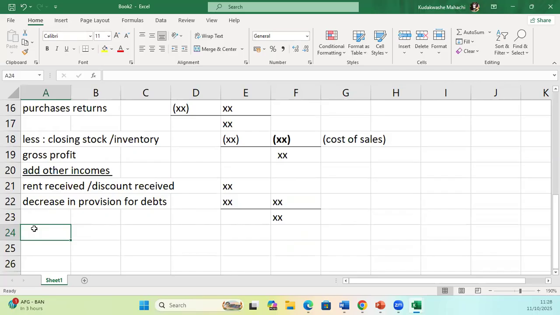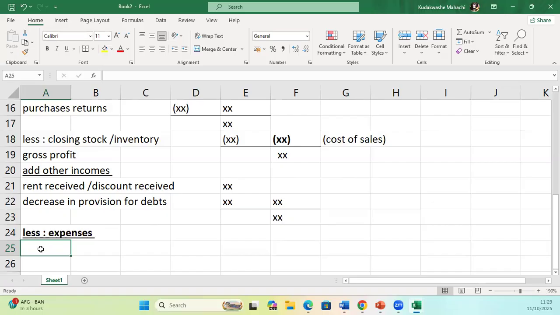After the other incomes, we then less the expenses. So the expenses, these are payments we make so that we can operate. They are normally done regularly. So every month we pay for this.